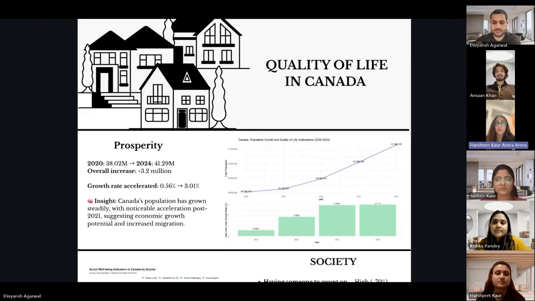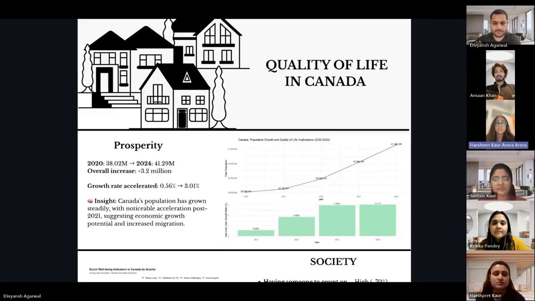From 2020 to 2024, there has been a huge growth in population. For example, in 2020, the population was 38.02 million, which grew to 41.29 million. That is approximately a 3.1% increase overall over 4 to 5 years.